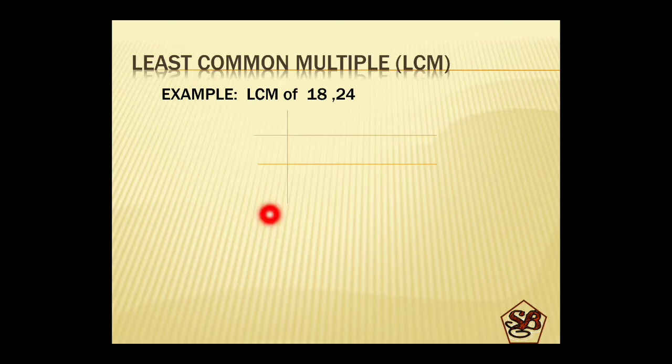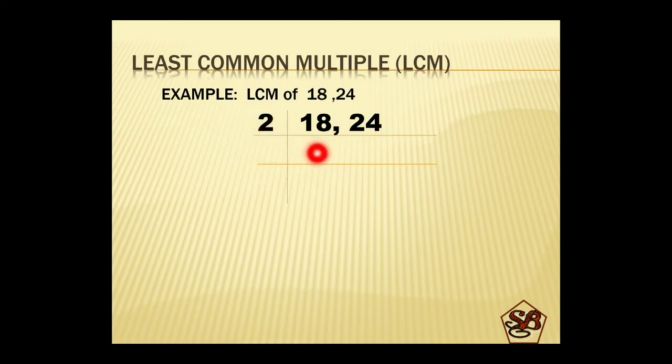Let's make it more clear with an example. Here we have to find the LCM of 18 and 24. We'll keep them horizontally, 18 and 24. Both are even numbers, so they are divisible by 2. And 2 is a prime number. Remember the rule that we have to always take prime numbers on this side.